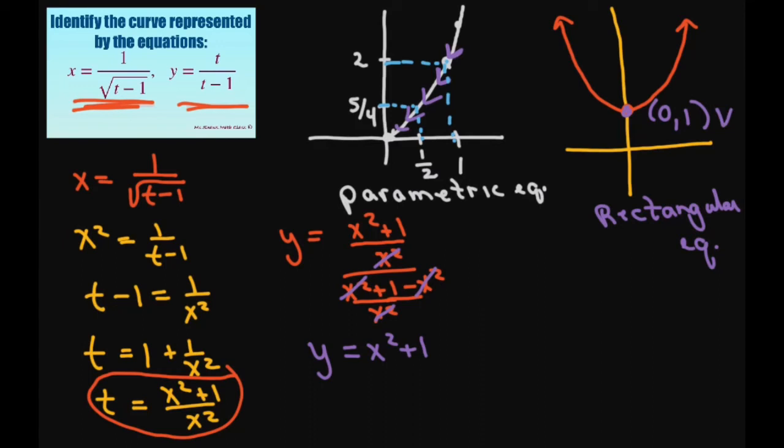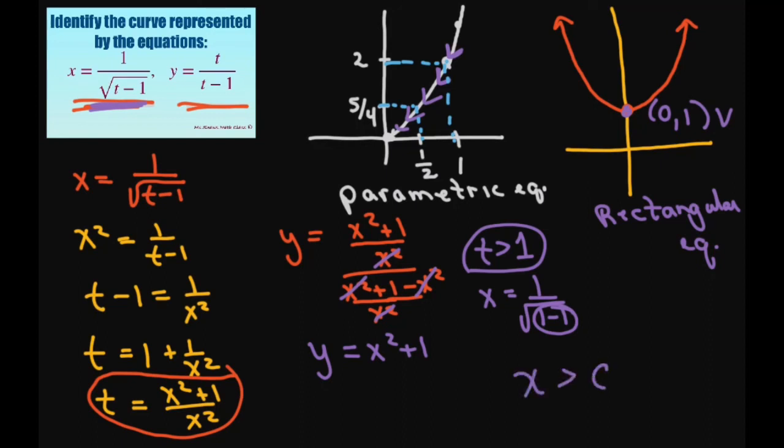The rectangular equation is defined for all values of x. But for the parametric equation for x, the curve is only defined when t is greater than 1, because if you look at x, you can't divide by 0. So if you have x equals 1 divided by the square root of 1 minus 1, for example, that will be 0. Plus, you can't have a negative there. So t has to be greater than, or just greater than 1. So we have to restrict the domain of x to positive values. So our x has to always be positive.